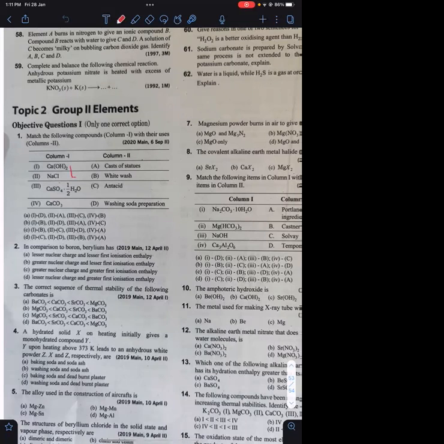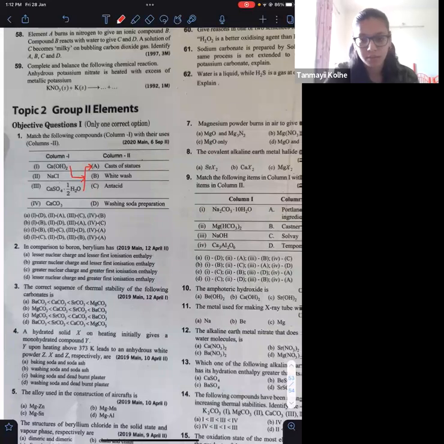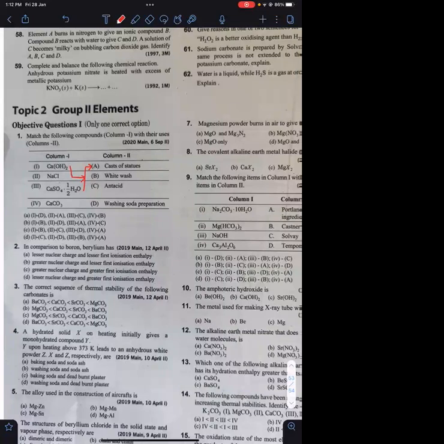Okay, gypsum is used to cast statues. It is used in casts of statues. Okay, NaCl, where is it used? NaCl is used for the preparation of washing soda. Okay, for the preparation of washing soda.